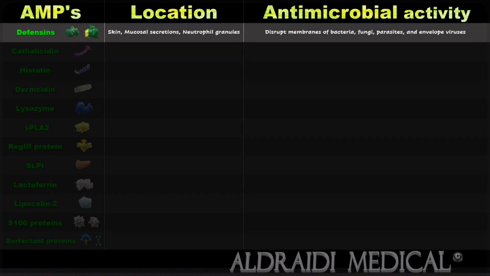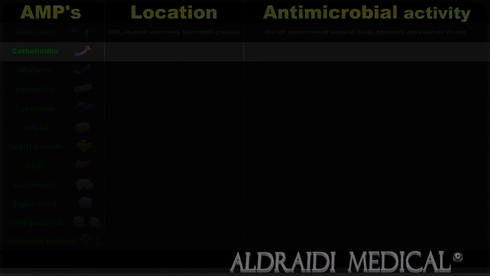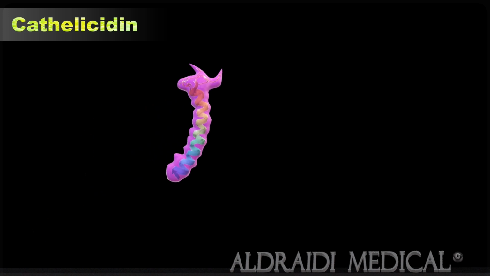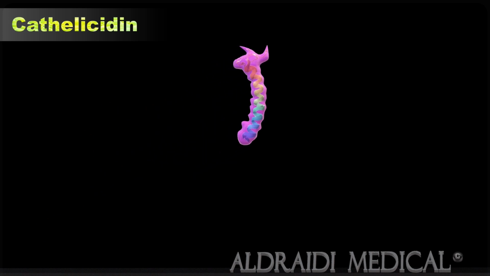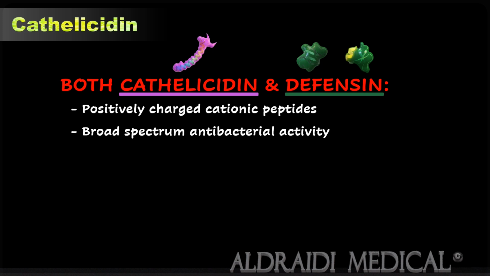The next group of cationic peptides are cathelicidins. The only known human cathelicidin is Cathelicidin LL-37, which is an alpha helix type antimicrobial peptide. Cathelicidin LL-37 shares many features with defensins. They are positively charged cationic peptides that have a broad-spectrum antimicrobial activity against both gram-positive and gram-negative bacteria.